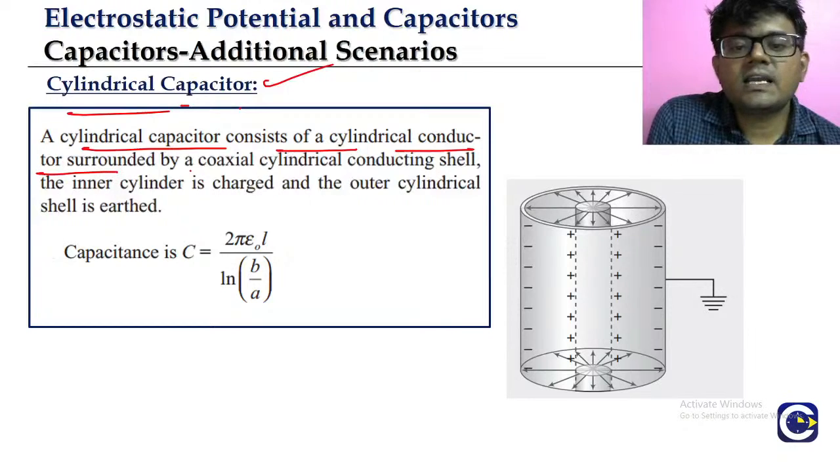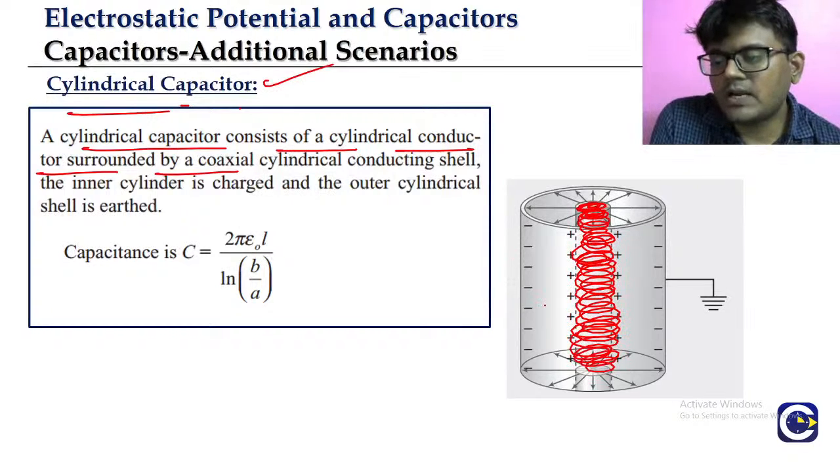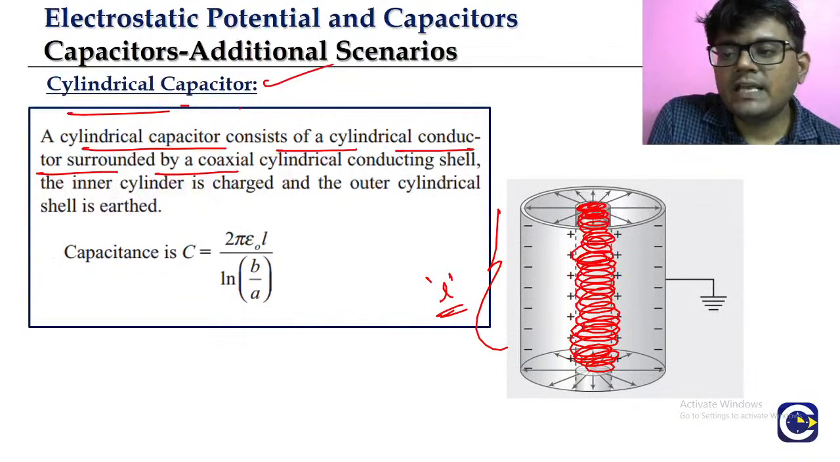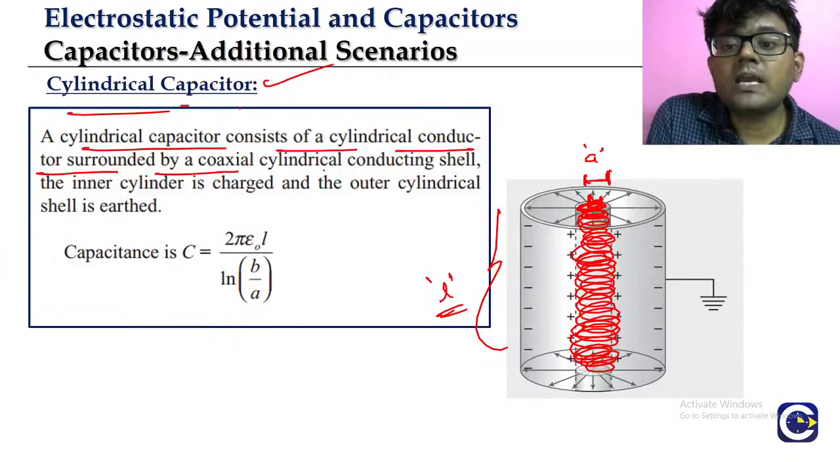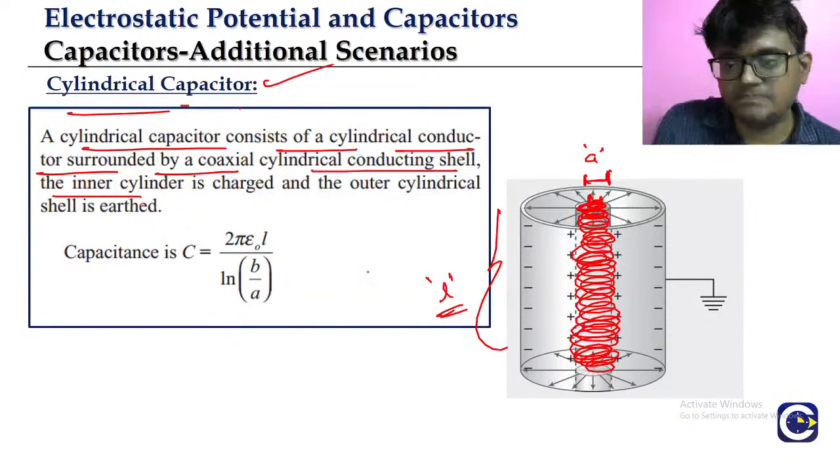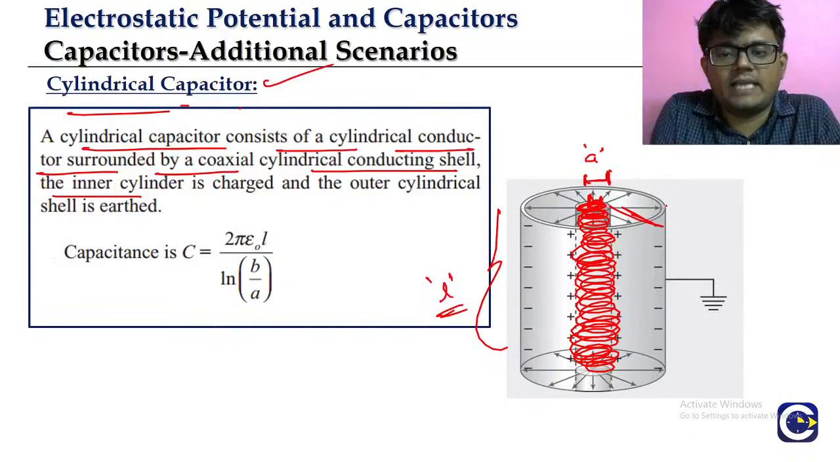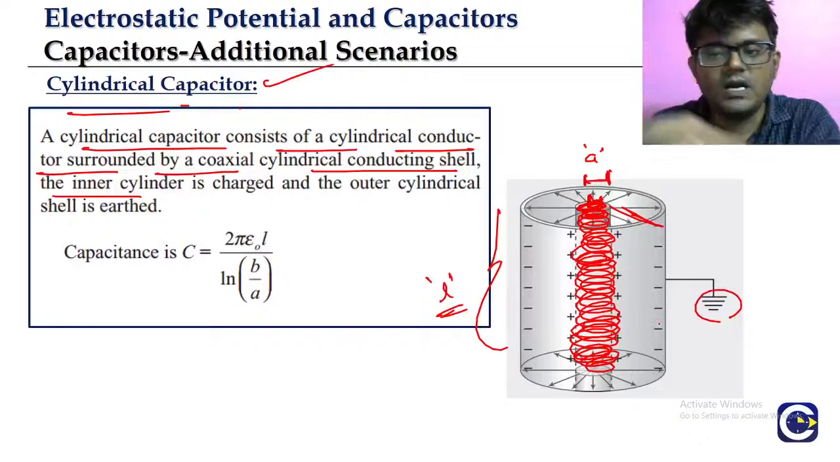Next, this is another important standard result, the cylindrical capacitor. A cylindrical capacitor consists of a cylindrical conductor. Look here, there is a cylindrical conductor inside. Take the length of this cylinder as L. And the inner cylindrical conductor's radius is a, surrounded by a coaxial cylindrical conducting shell. Coaxial means both have the same axial line. Surrounded by a coaxial cylindrical shell which is earthed.